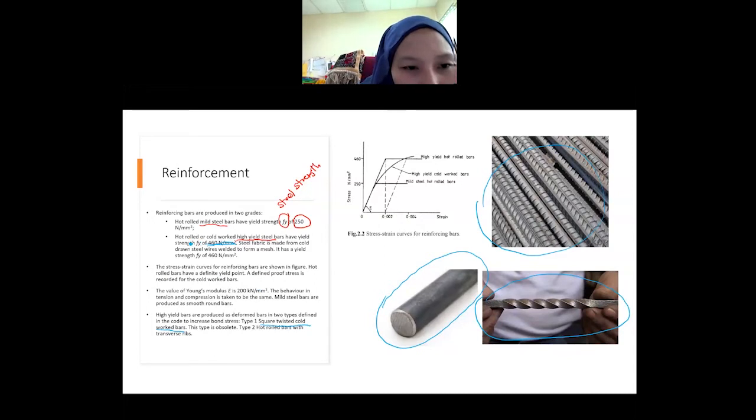Sorry, I forgot something: hot roll or cold work. You see the words hot roll and cold work. This one is hot roll. It is what you normally see on site or in pictures, more common, what we normally use. However for cold work, for example this type, square twisted cold work bar, the bar is actually not round, it is square. There is this type and also a round bar type. But cold work we rarely use because it is expensive.